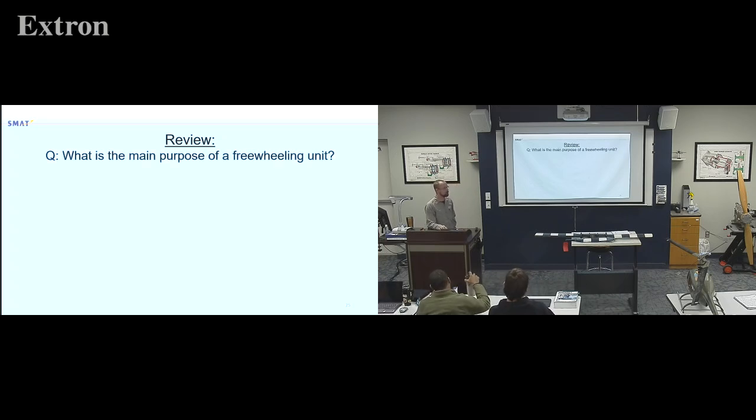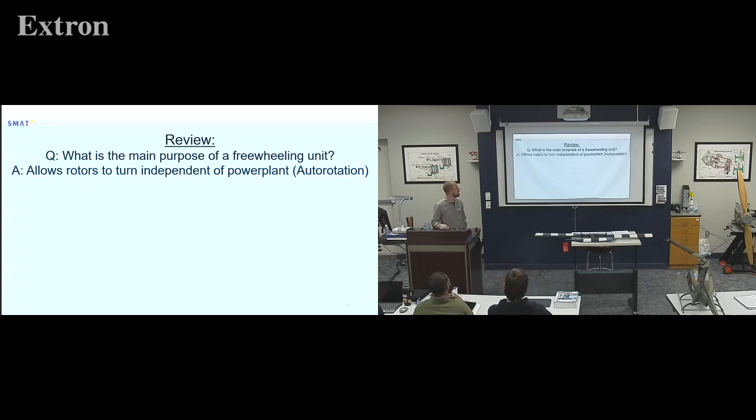What's the main purpose of a freewheeling unit? Allow for auto rotation. What else does it do? Start up without a load. Yeah. Good. So it allows the rotor to turn independent of the power plant. Auto rotations, or as I said, can you imagine if you had to start a turbine every single time with a load on it? And it's wearing on those bearings.